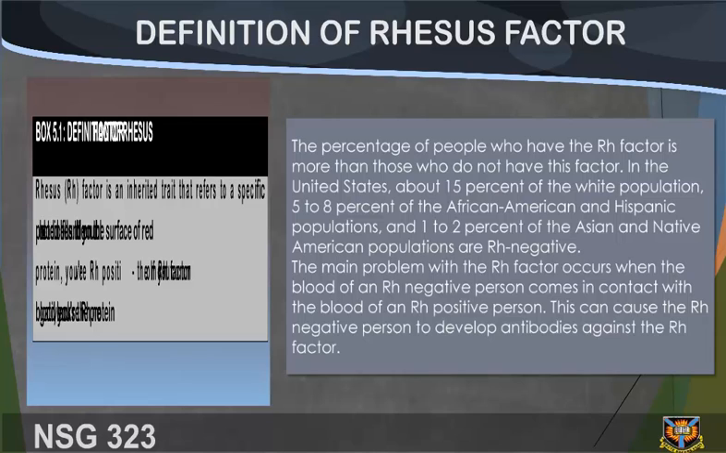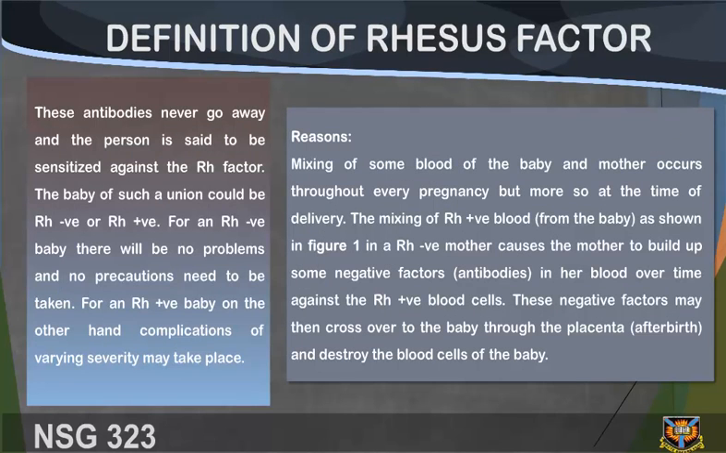The main problem with the Rh factor occurs when the blood of an Rh negative person comes in contact with the blood of an Rh positive person. This can cause the Rh negative person to develop antibodies against the Rh factor. These antibodies never go away and the person is said to be sensitized against the Rh factor. The baby of such a union could be Rh negative or Rh positive. For an Rh negative baby, there will be no problems and no precautions need to be taken.